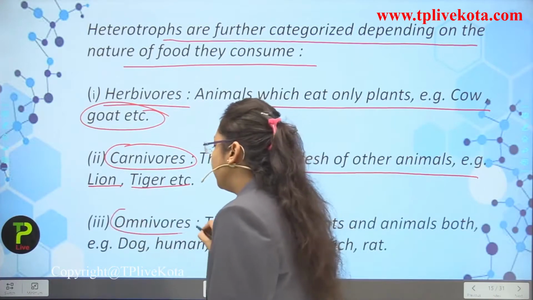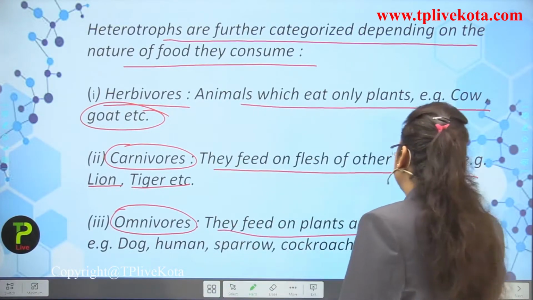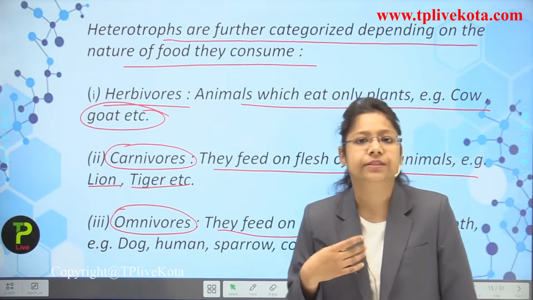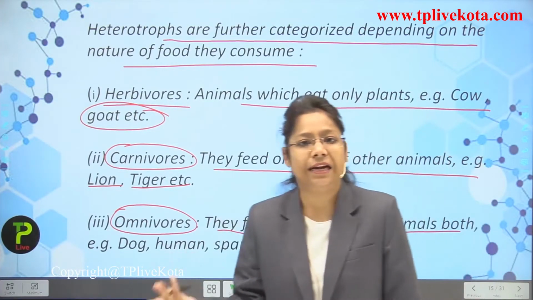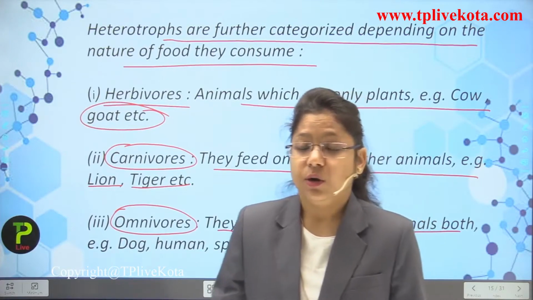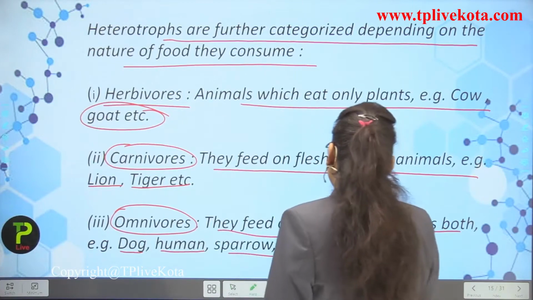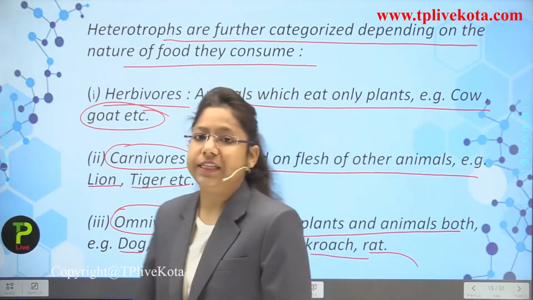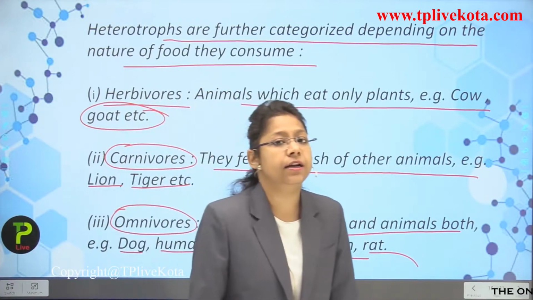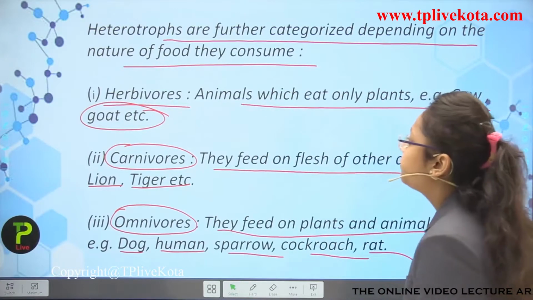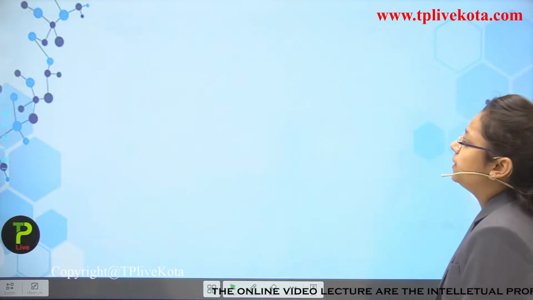Next, omnivores. So omnivores, they feed on plants as well as animals. So we can count ourselves also in omnivores. We eat plants also, we eat animals also. Okay. Example, dog, human, sparrow, cockroach or rats. So these are the organisms which are omnivores. Okay. Now we are moving towards the next part.